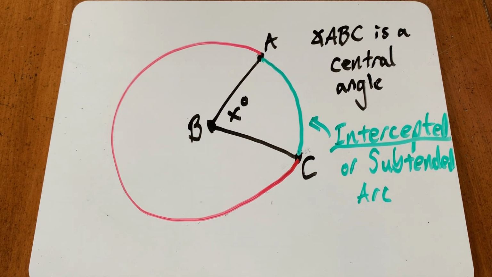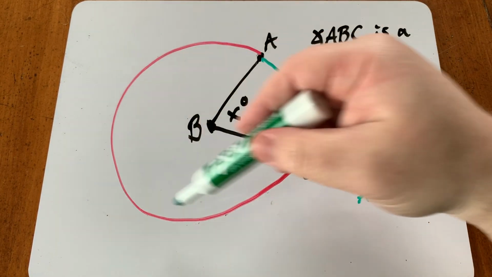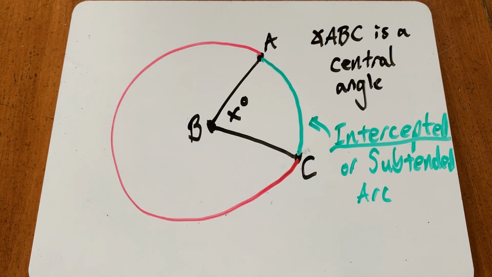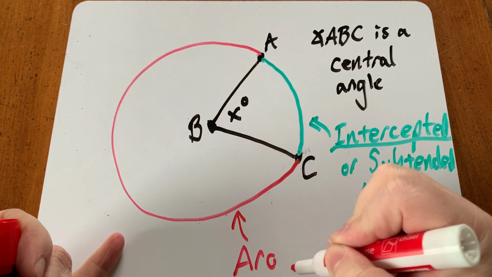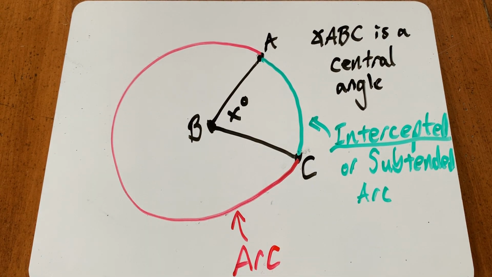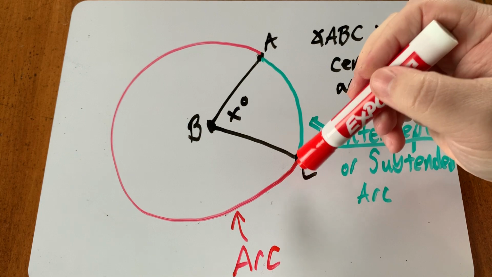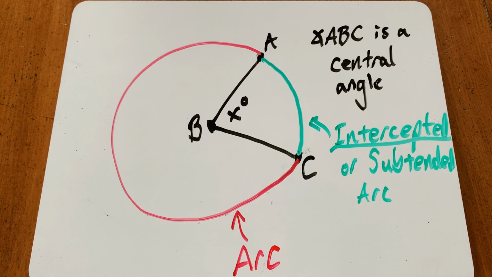And an arc is just a part of a circle. It can be any size. So this big red piece, that's also an arc. Not an arrow, an arc. So they're both arcs, but this is the one intercepted by the angle. This is not intercepted by the angle because that is not a Euclidean angle. So we're going to be working in terms of that Euclidean angle. Okay?